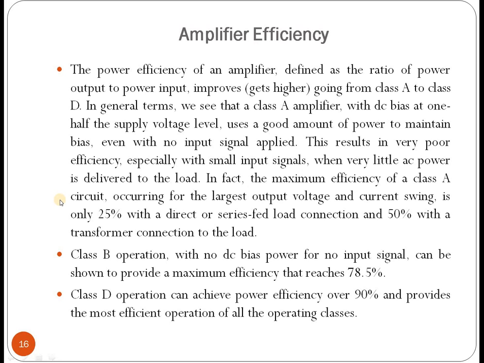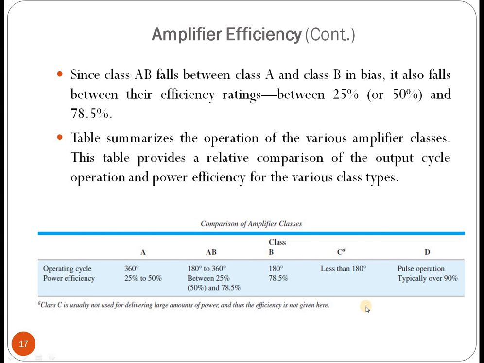We can see that in a class A amplifier, with a DC bias at one half the supply voltage level, it uses a good amount of power to maintain the bias. For that reason, the efficiency is very poor. For class B operation, the maximum efficiency reaches almost 78.5%, and for class D operation, it is possible to reach over 90% of the total power. Since class AB falls between A and B, the efficiency varies between 25% or 50% and 78.5%.